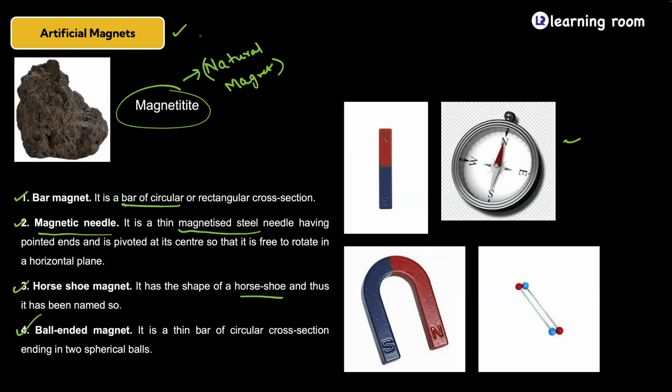And what will you do there? You will put n is equal to 1. And that value is known as Bohr's magneton. After that, we saw the concept of artificial and natural magnets. When you talk about a natural magnet, we spoke about magnetite. Then we spoke about the artificial magnets, which are bar magnets, magnetic needle, horseshoe magnet, and the ball-ended magnet, right?